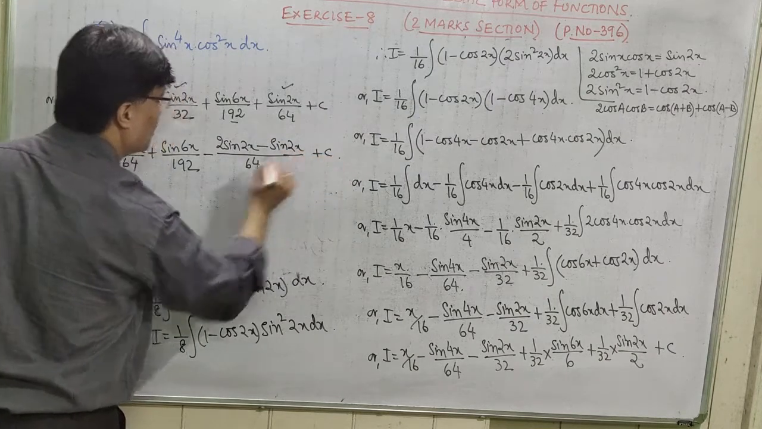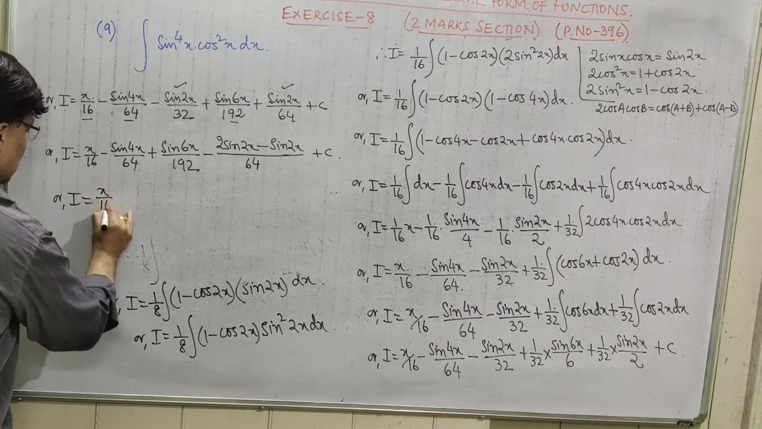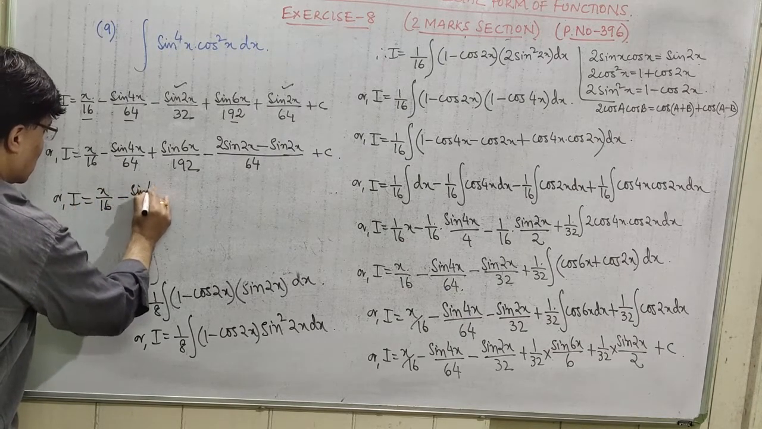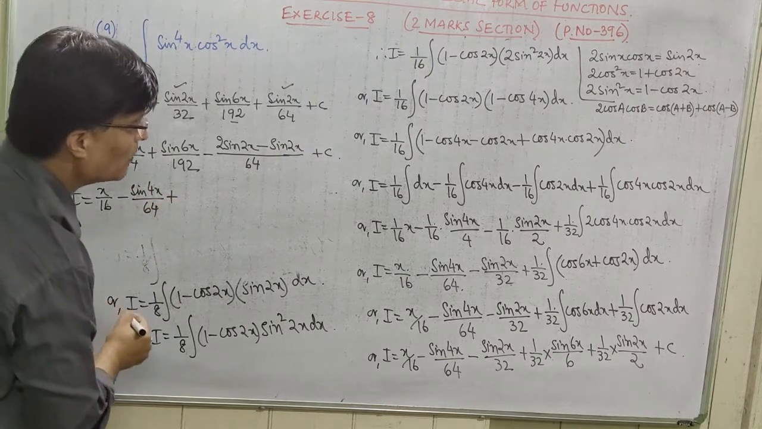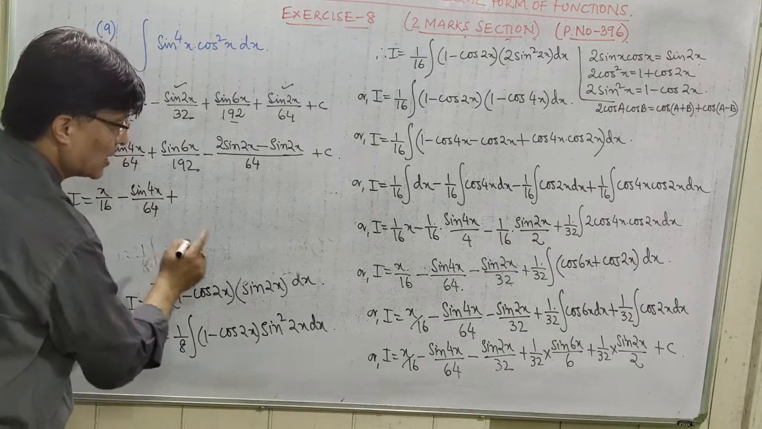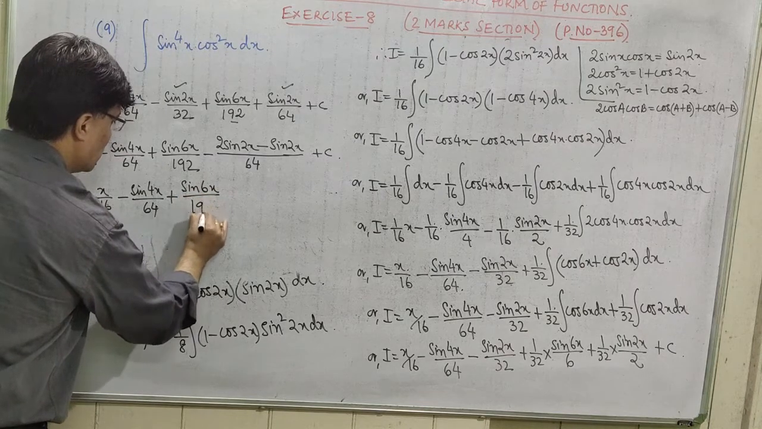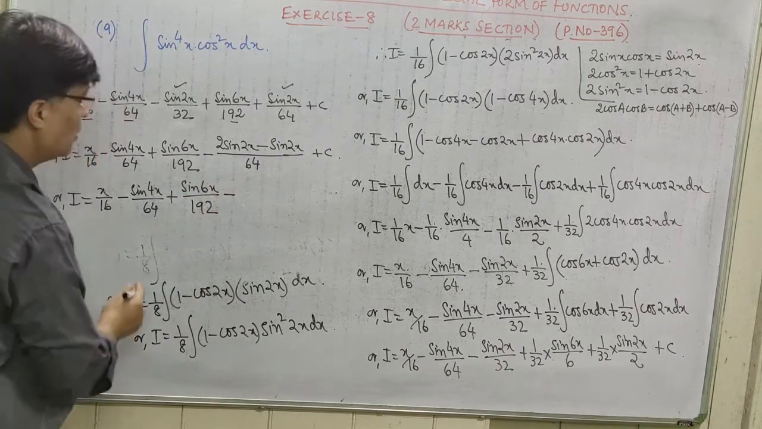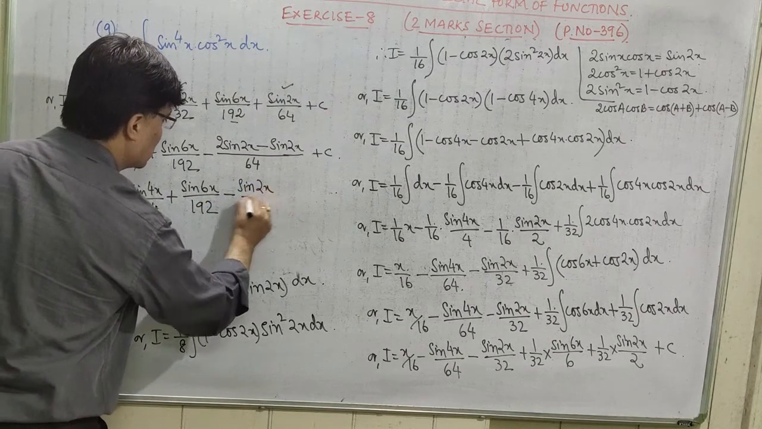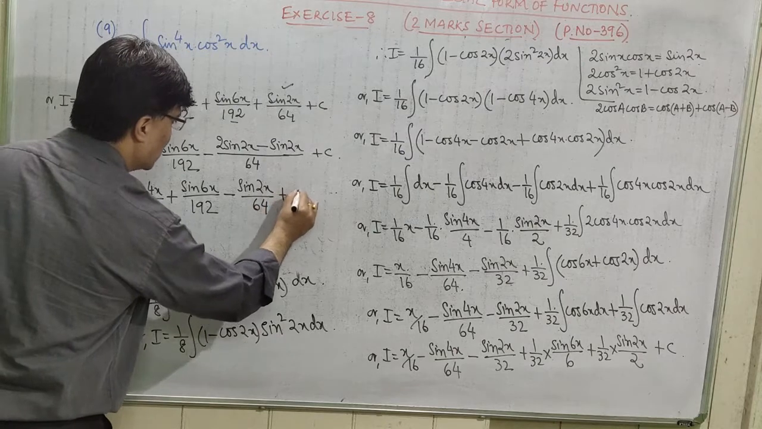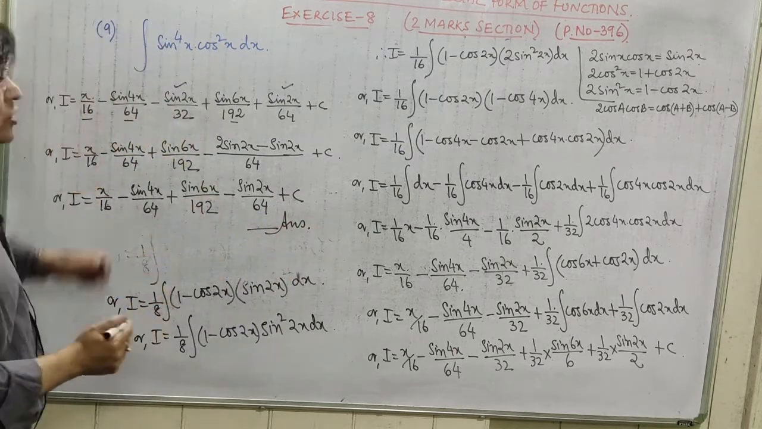Then what do we write? Plus c. Okay. So I is equal to x by 16 minus sine 4x by 64 plus, then what do we write? Sine 6x by 192. Then minus, what about 2 sine 2x minus sine 2x? This is sine 2x divided by 64, then plus c. So this is the final answer for this question number 9.